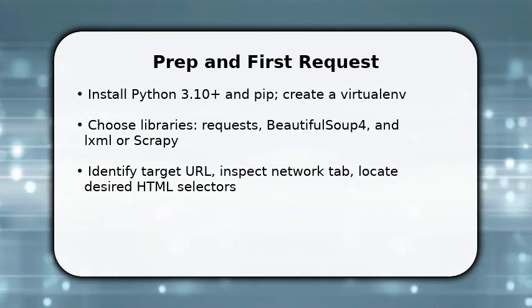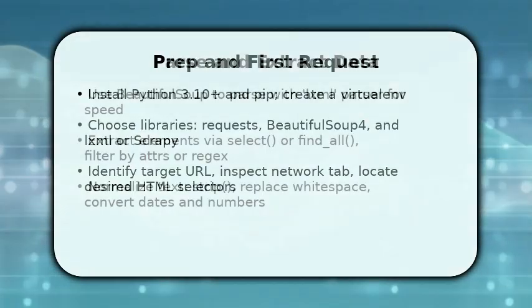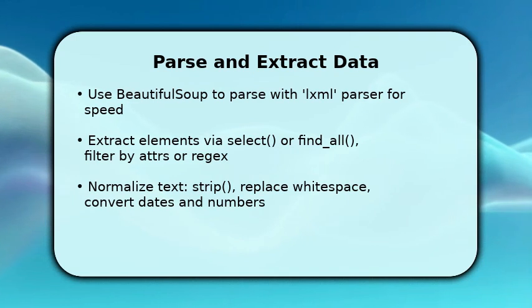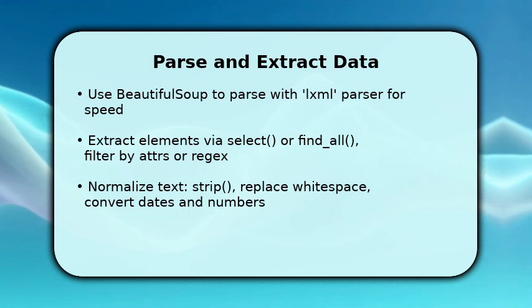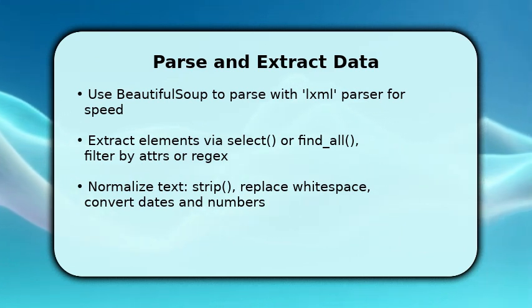Once you have the HTML, instantiate Beautiful Soup with the LXML parser so parsing stays fast and predictable. Then use select for CSS selectors or find_all for tag-based searches. Filter attributes or regexes when needed to avoid noisy siblings.